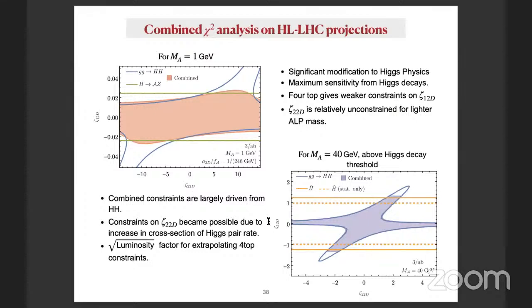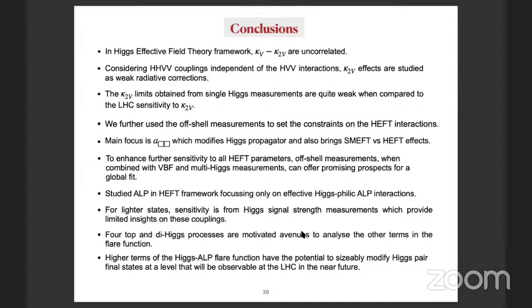We now go to the higher mass regime of the axion. There we saw that the zeta 2D bounds now become visible, and we can include the constraints from the H hat parameter also. While considering these projections, we consider this root luminosity factor, so obviously we can think that we can get better bounds at the actual run of the high luminosity LHC. With this, I'll wrap up and give the final conclusions of the three works that I presented.